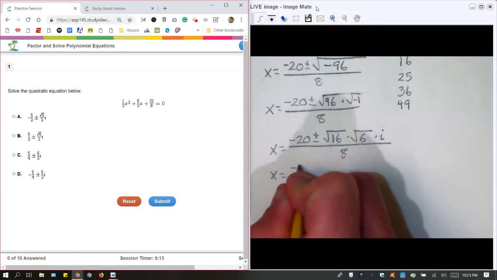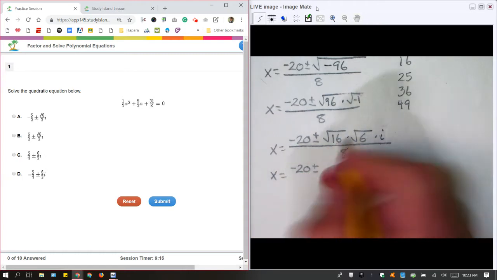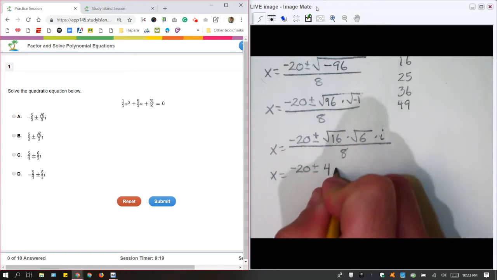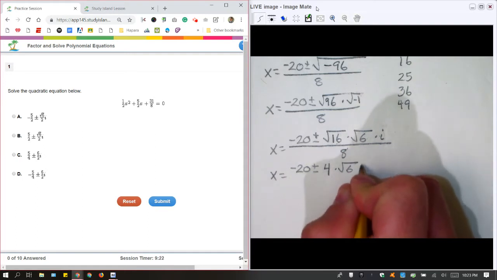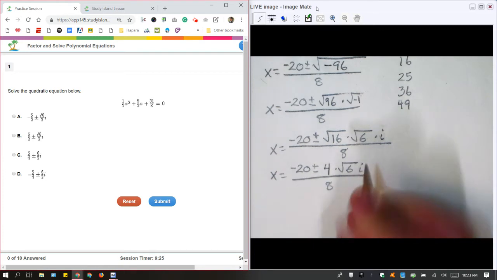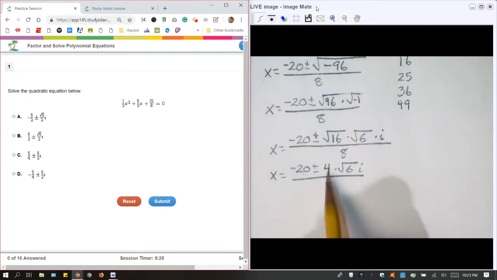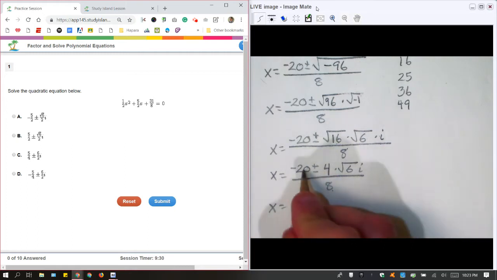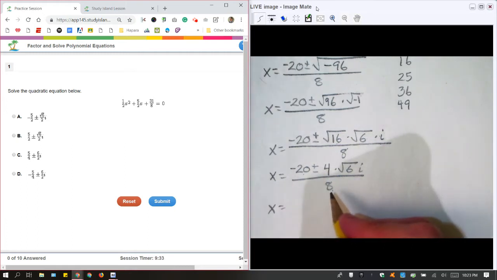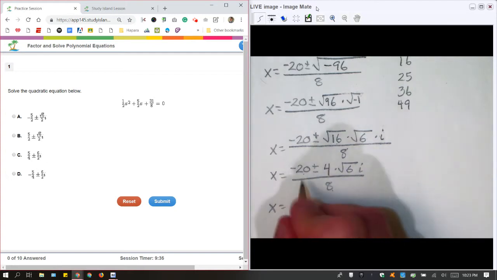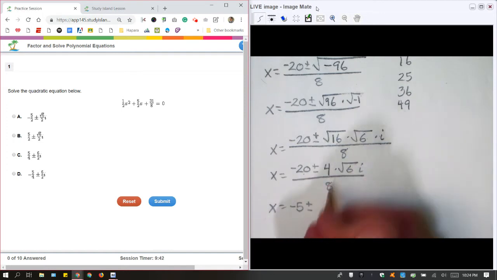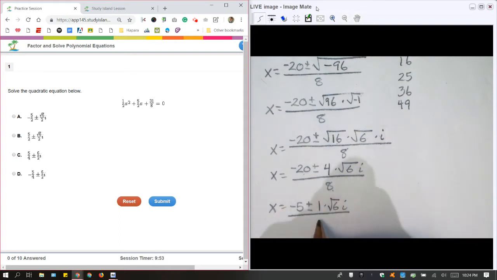x equals negative 20 plus or minus. The square root of 16 is just 4. So I have 4 times the square root of 6 times i, divided by 8. And now I can divide negative 20 by 8 and my 4 by 8, and I'm done. Negative 20 divided by 8, they would both simplify by a factor of 4. Negative 20 divided by 4 is negative 5 plus or minus 4 divided by 8 would be 1 times the square root of 6 times i divided by 2.